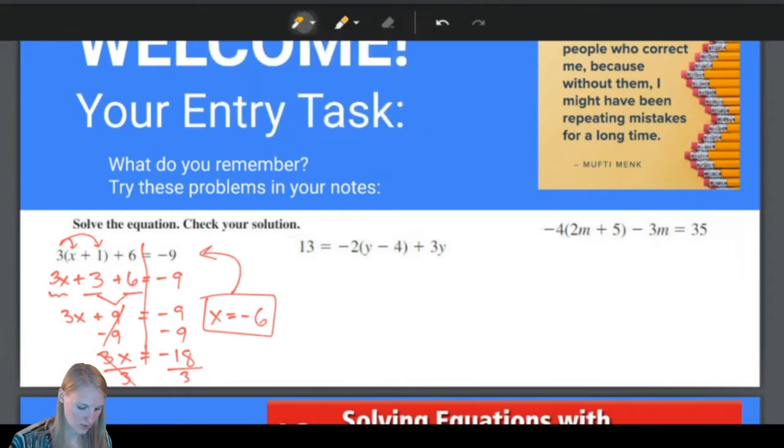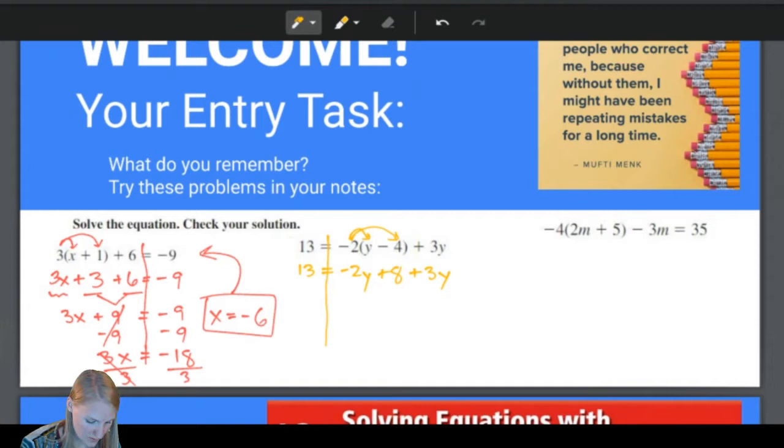Okay, next question. Parentheses first, always distribution first. So I am going to give that negative 2 to the y, and then to the negative 4. So we have 13 equals negative 2 times y is just negative 2y. Negative 2 times negative 4 is positive 8 plus 3y.